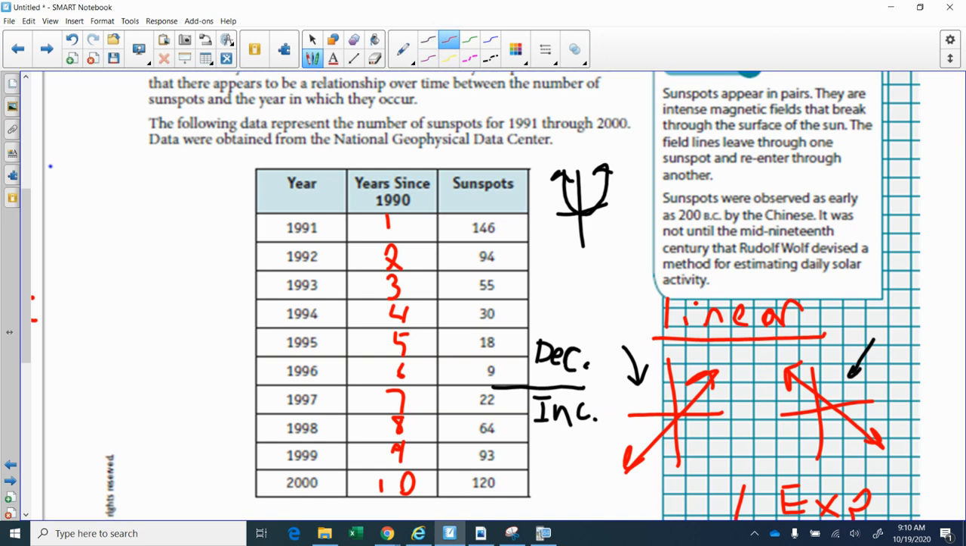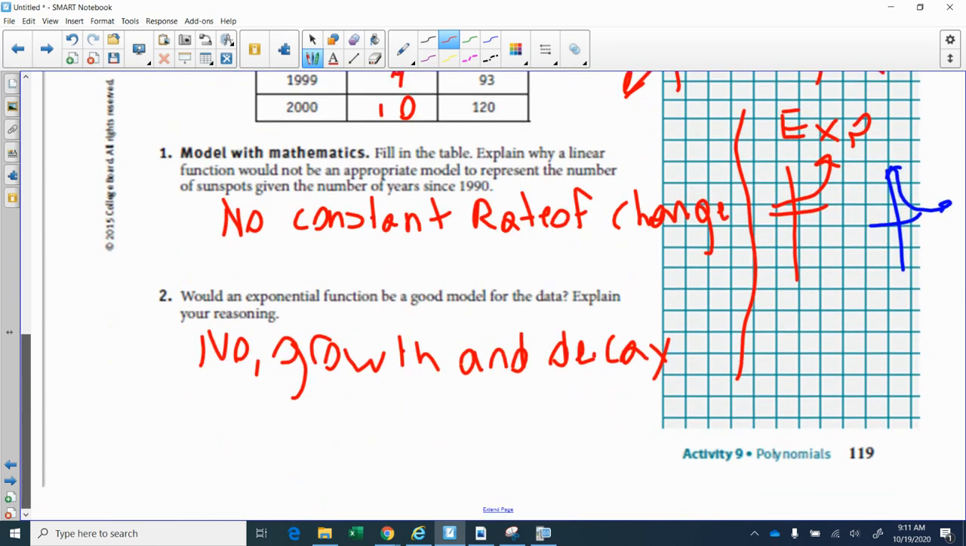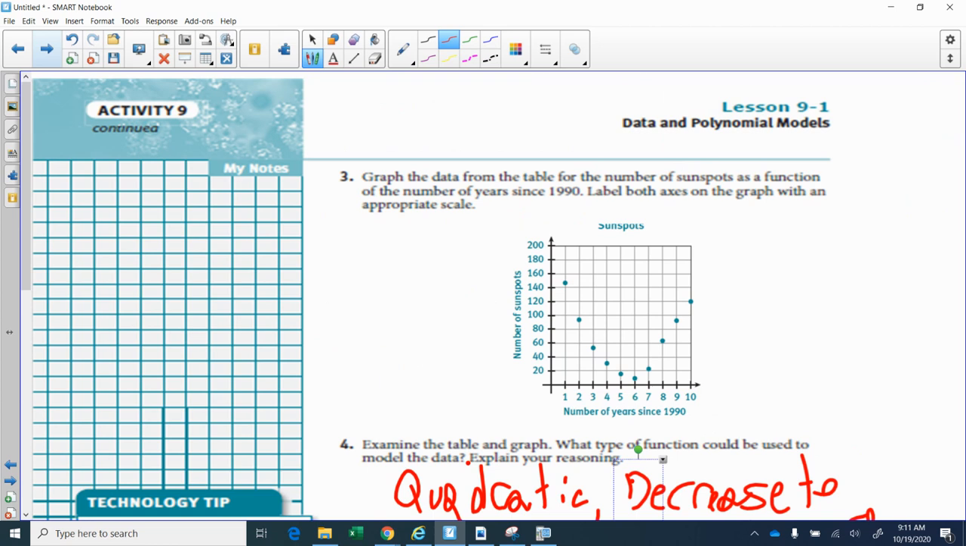I am decreasing at the start of the problem to all of a sudden an increase at the end of it. Okay? So really for the next 2 questions here, they're just asking, can they have those models? And we just want to think logically, like, why can't this be linear or exponential? Well, now in our next step, let's just talk about what this is going to be.